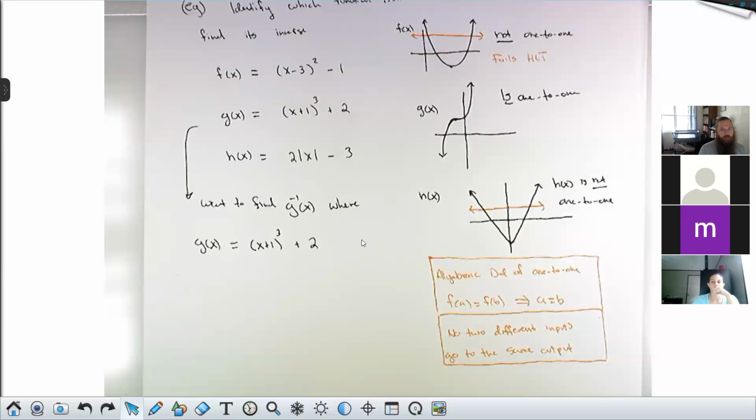All right, so we're happy we found that g of x, this guy, is our 1-to-1 function. We want to actually find g inverse now. So how do I do that?